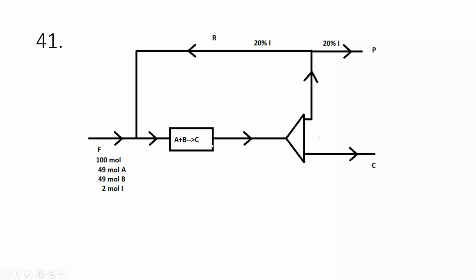Remember this thing. If you know all these things, we have F equal to 100 mole and we have 49 mole A, 49 mole B and 2 mole I in this, right? So we don't need to do anything. We will apply the material balance on the impurity I. This question will be solved in a single line.